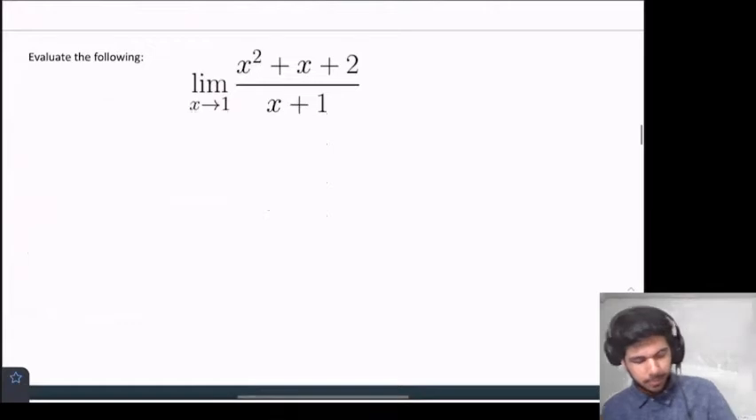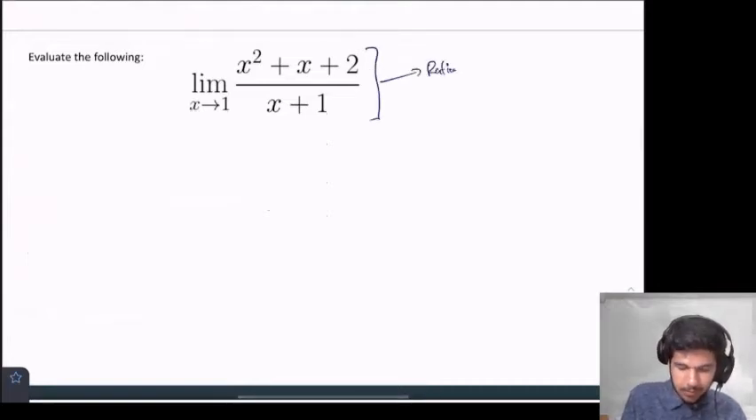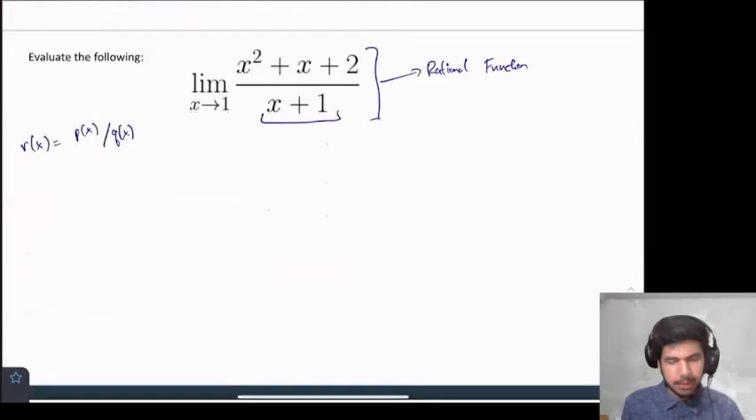Here's another example. Evaluate the following. Limit as x approaches 1 of x squared plus x plus 2 divided by x plus 1. So, what is this? This is a rational function, right? And we said that r of x equals p of x divided by q of x, and we wanted to make sure that the denominator didn't equal 0. So if we put 1 into the denominator, we get 1 plus 1, which is 2, which is not 0, so we're in good shape.